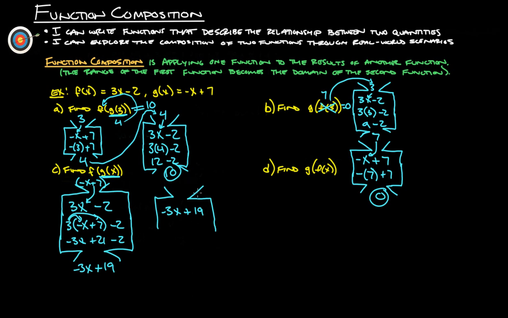Now let's try plugging 3 into that. Negative 3 times 3 plus 19. Negative 3 times 3 is negative 9 plus 19. Guess what that gives us? It gives us 10, which is the exact same thing as what we got up here. Hopefully that makes sense: you can combine these two functions first, and then you can start plugging stuff in.